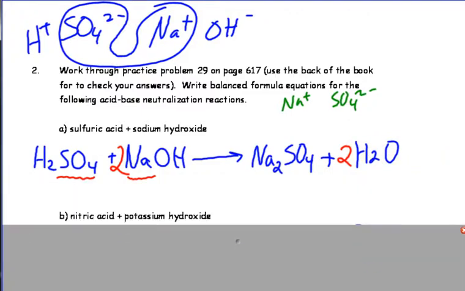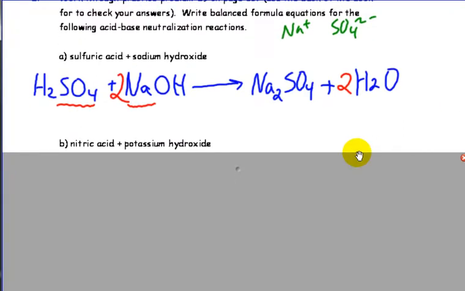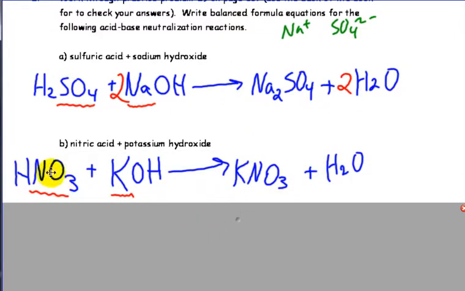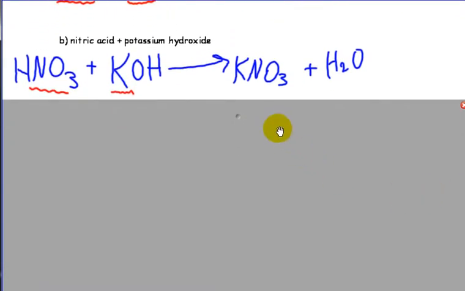Nitric acid and potassium hydroxide. Maybe you try that one right now. Pause the video. Write down what the equation is. If you had a chance to do that, nitric acid is HNO3, potassium hydroxide is KOH. Of course we have H and OH to give us water, and K and NO3 to give us potassium nitrate.